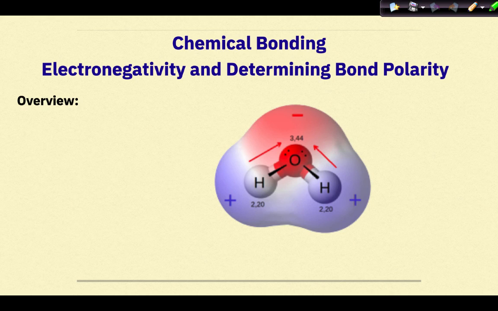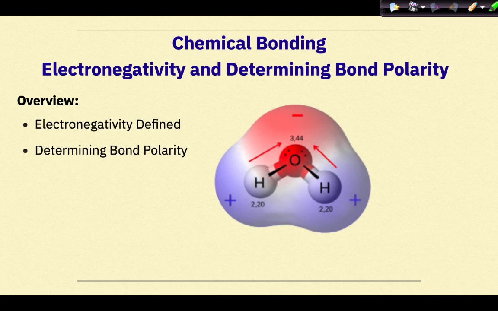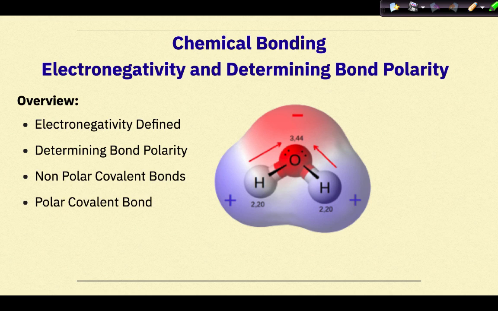Chemical bonding, electronegativity, and determining bond polarity. In this tutorial, we will be looking at electronegativity defined, determining bond polarity, nonpolar covalent bonds, polar covalent bonds, and some worked examples at the end.